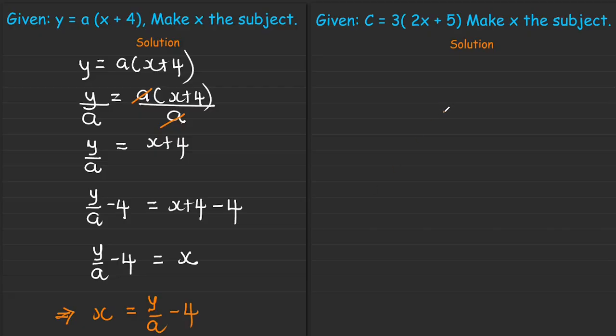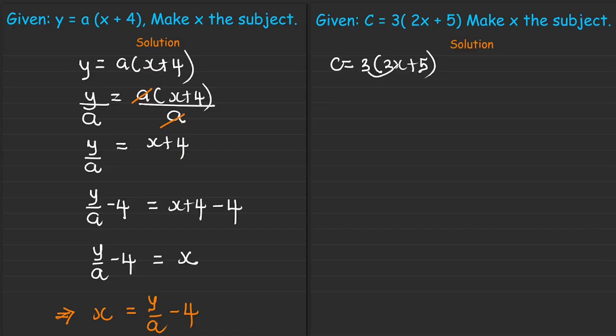For this next question, it says c equals 3 into bracket 2x plus 5, and we have to make x the subject. For this particular example, we are going to use both methods: expanding the bracket before simplifying, and then going straight forward with what you've already done. For the first one, let's choose to expand the bracket. Expanding the bracket, we have c equals 3 into bracket 2x plus 5.